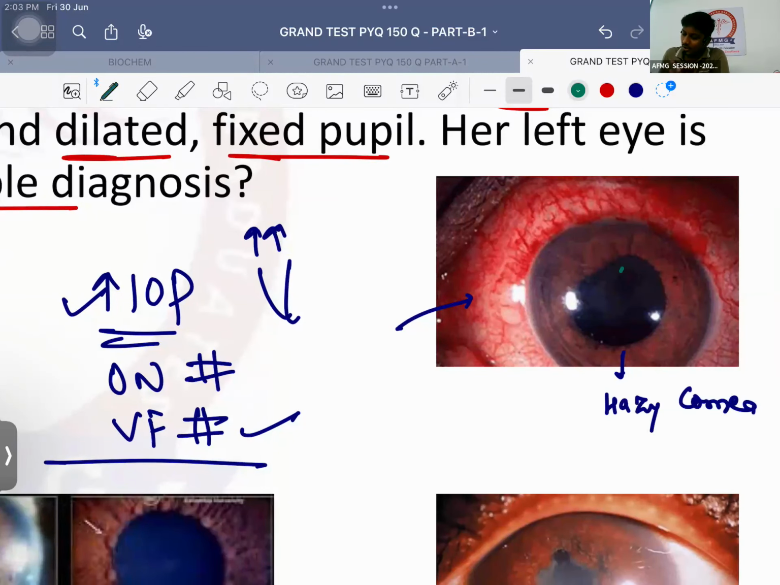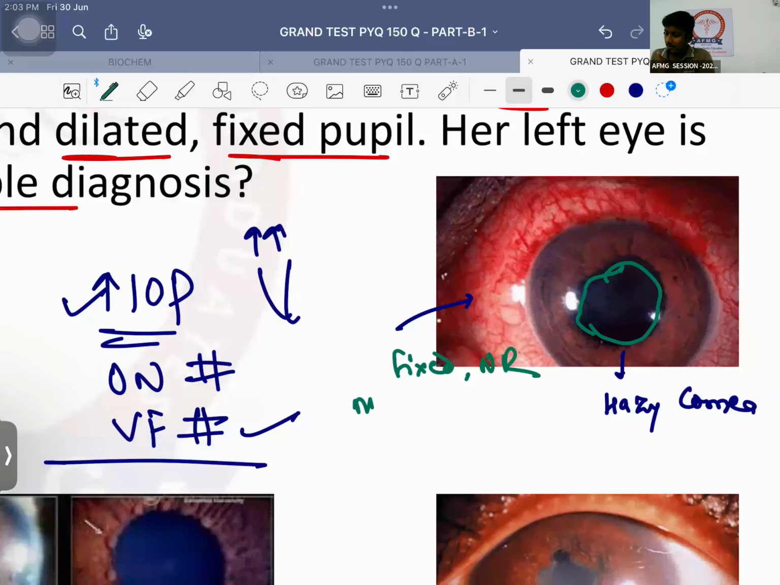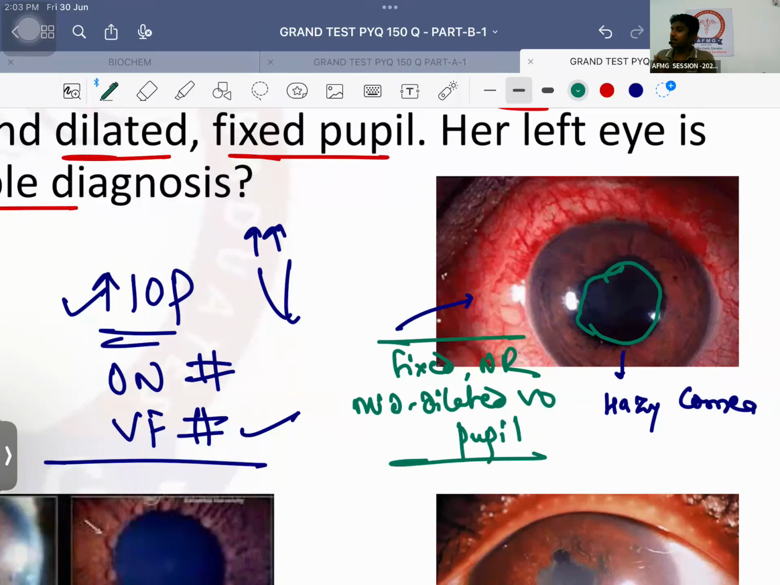And most important, can you see the pupil which is there? There's a classical term that you use. और ये जैसे ही term use होती है तुम्हारा diagnosis बन जाना चाहिए. Fixed, non-reactive, mid-dilated, vertically oval pupil. That's the classical case of angle closure glaucoma. Okay, fixed, non-reactive, mid-dilated, vertically oval pupil is seen in cases of acute attacks of angle closure glaucoma.